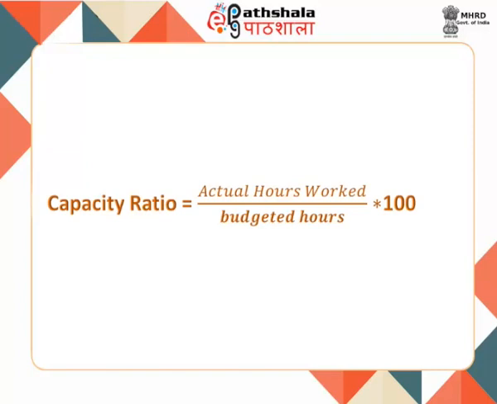Capacity ratio. This ratio measures the extent to which budgeted hours of activity have been actually used. Symbolically, capacity ratio is equal to actual hours worked divided by budgeted hours multiplied by 100.